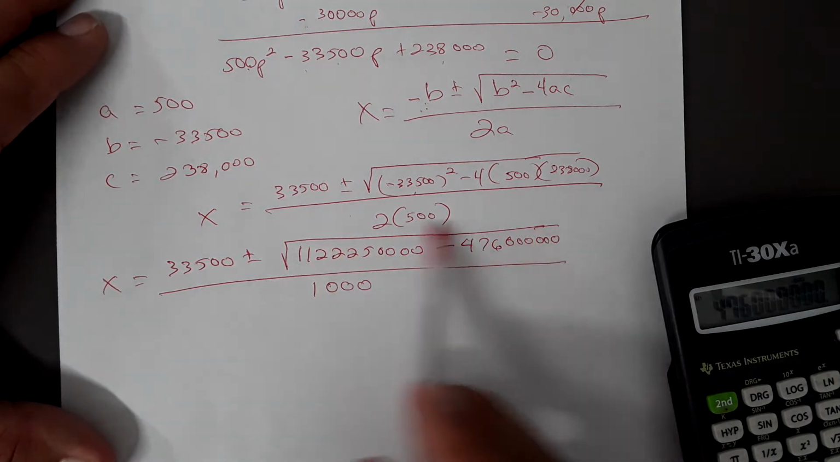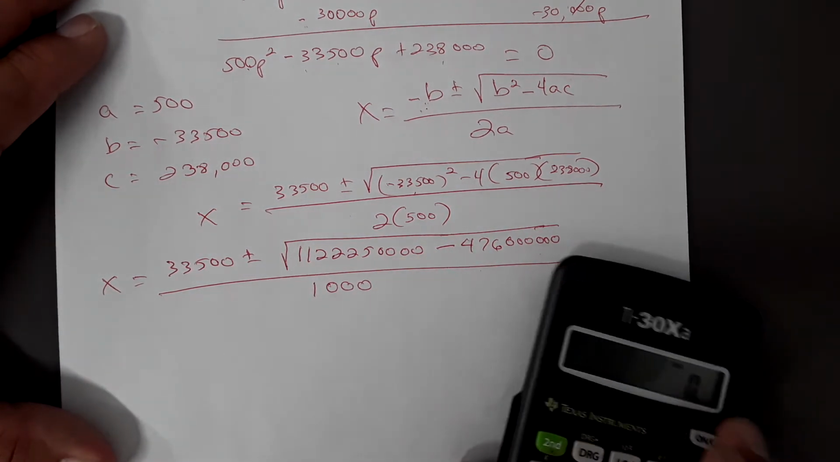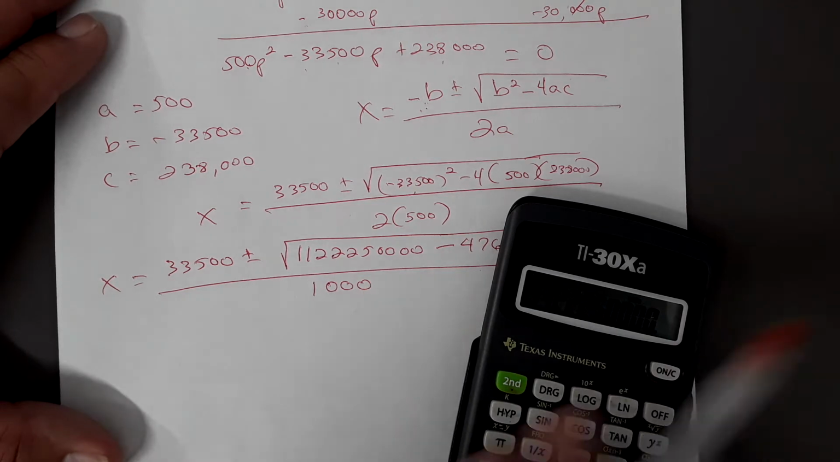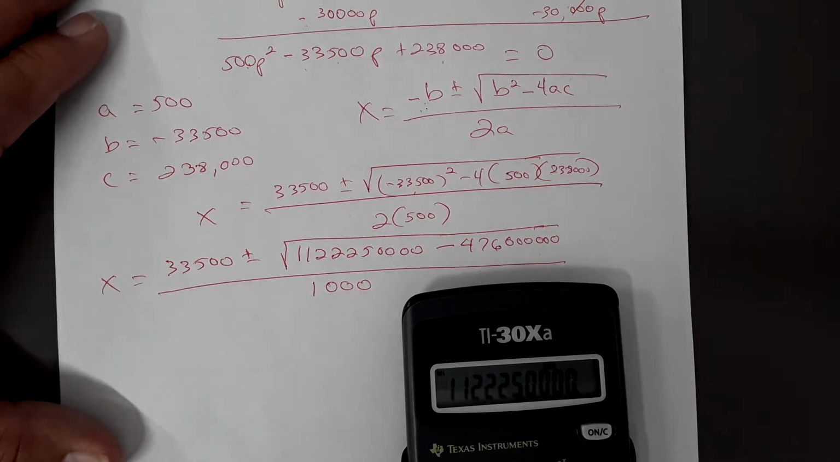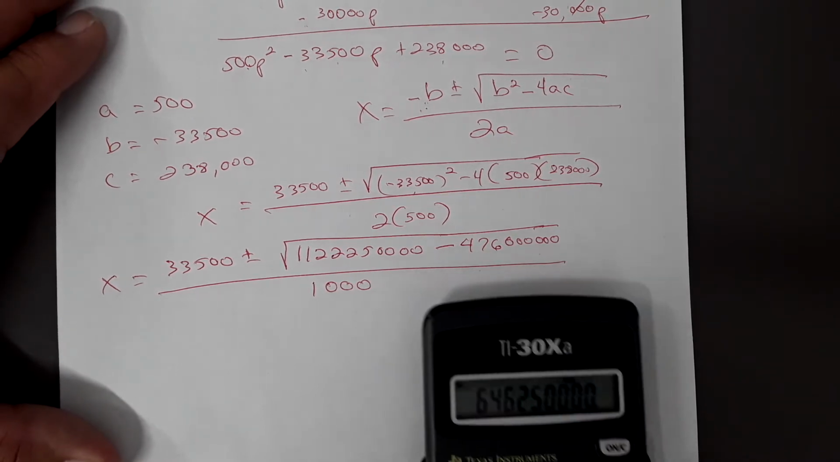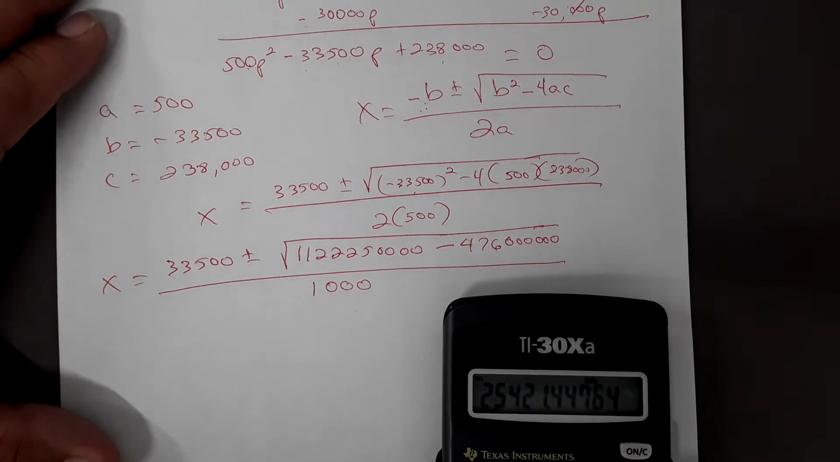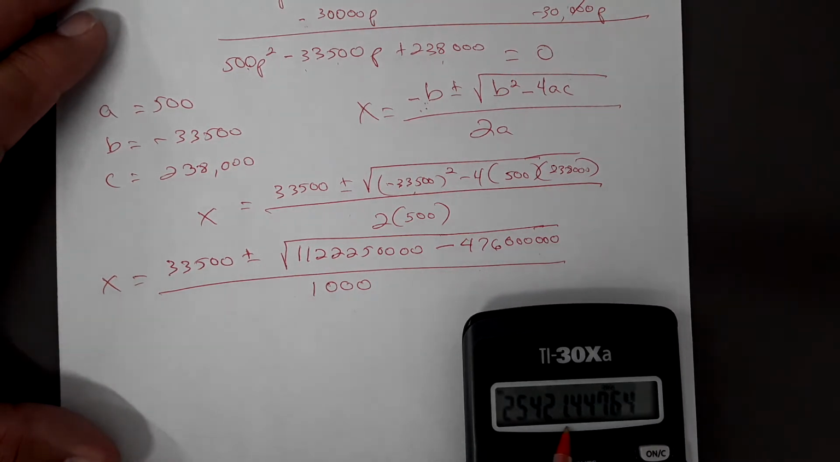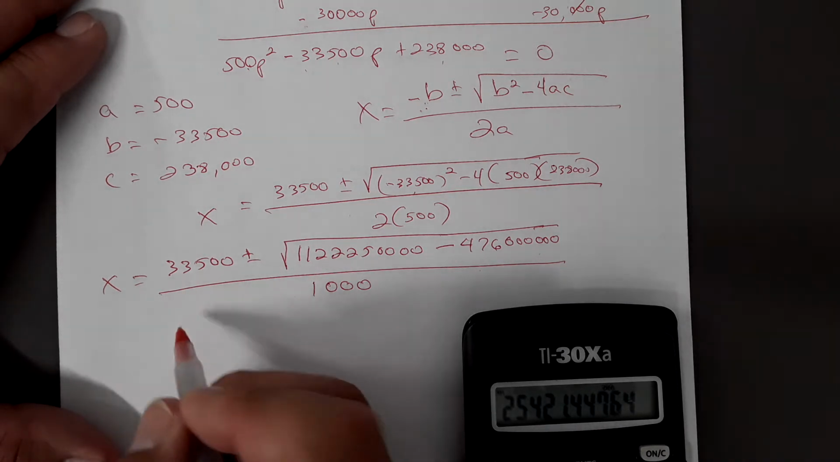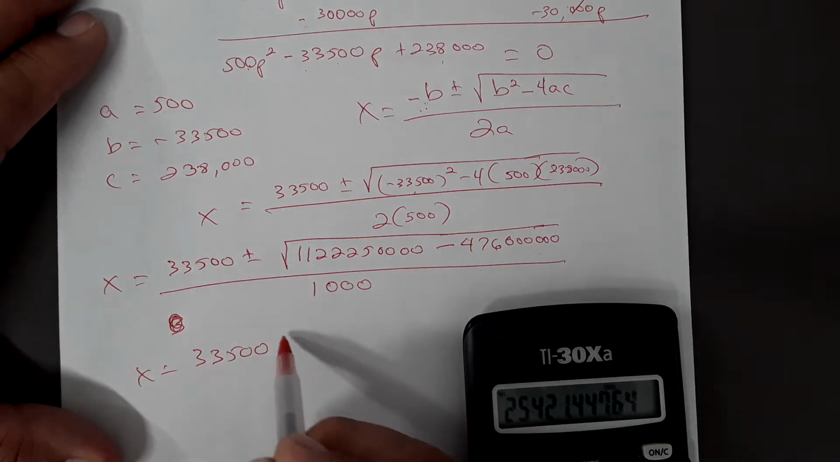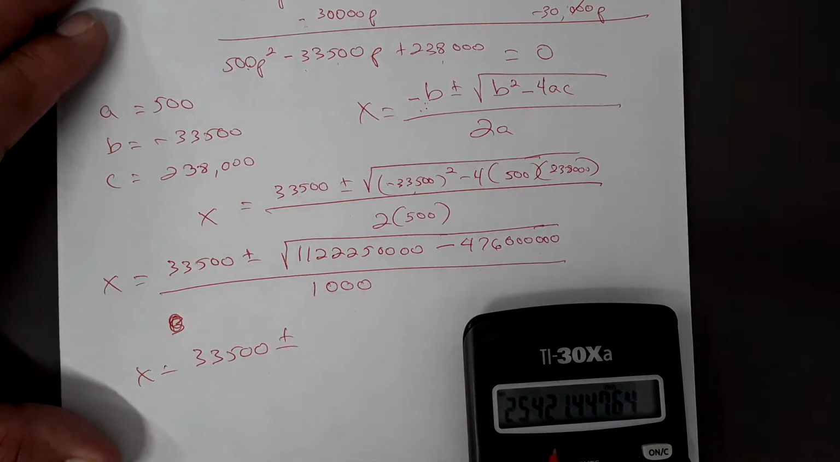So I need to get all this number that's under the radical down to one number and then take the square root of it. So 1,1,2,2,2,5,0,0,0,0 minus 476 million is this number. Take the square root of that and you get 25,421.45, plus or minus. Now I took that and took the square root of it.